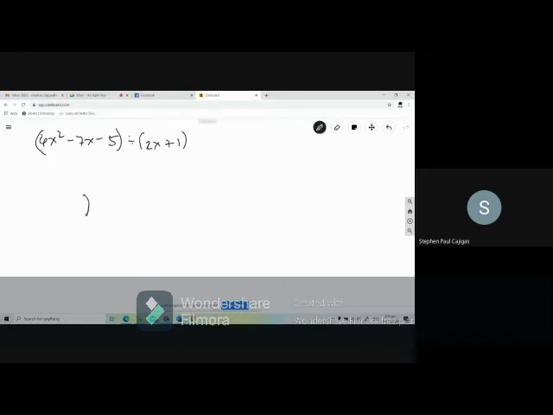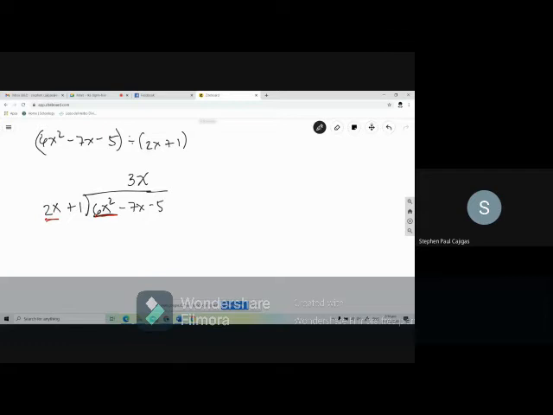So we write our dividend, 6x squared minus 7x minus 5, and divide this by 2x plus 1. Okay, so what will happen here is that the first term is 6x squared, and you divide it by the first term of the divisor. So 6x squared divided by 2x, we get 3x.